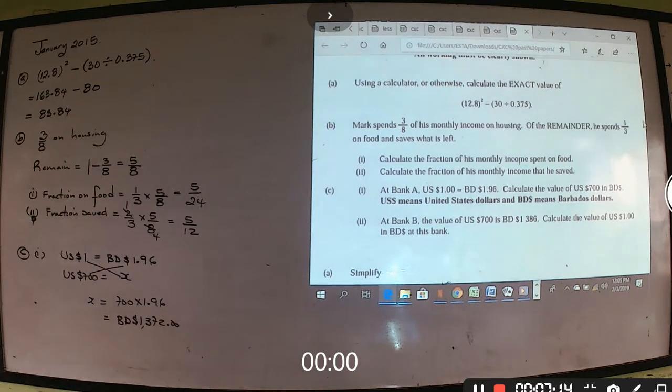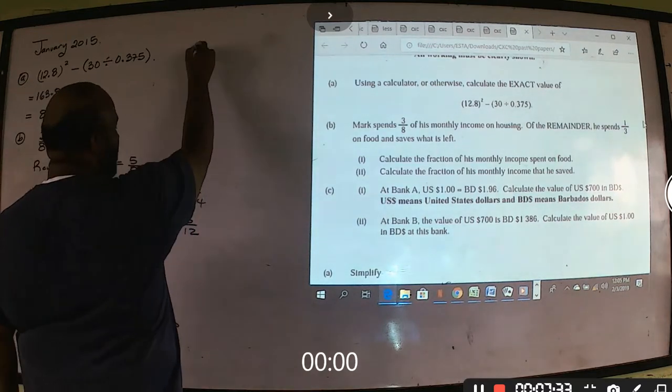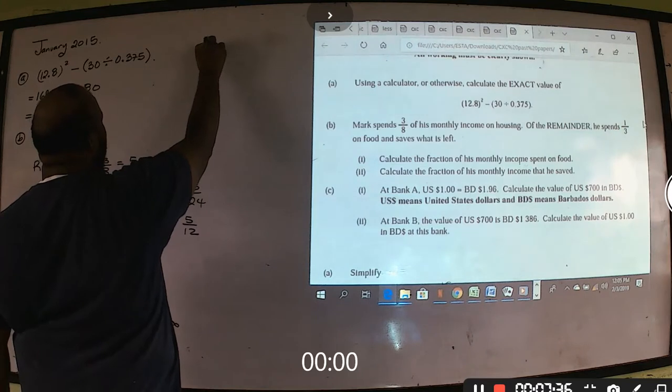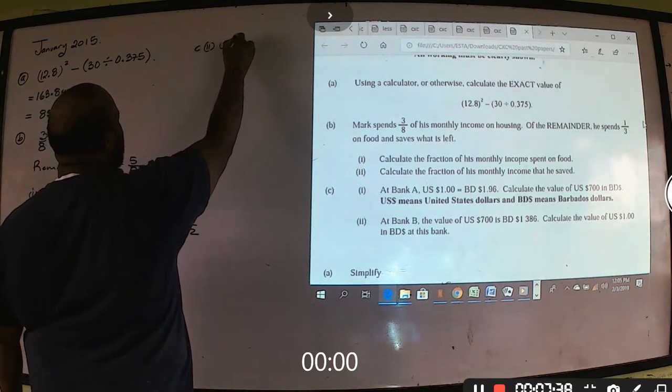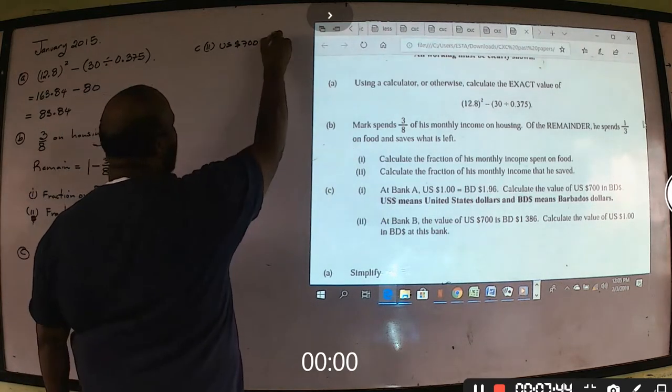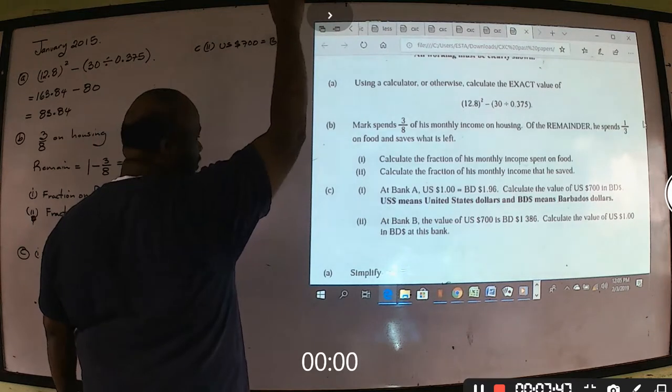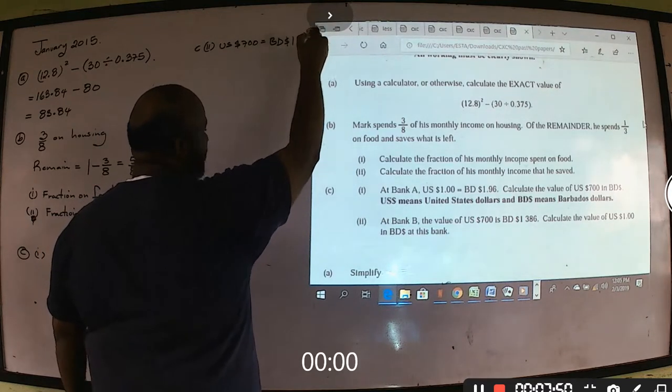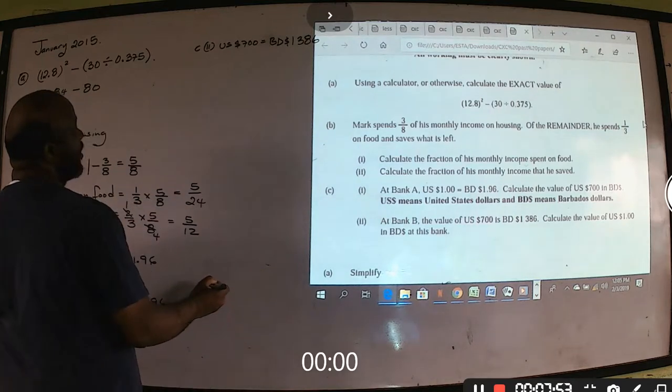Alright, please note. Please listen. At bank B, the value of US $700 is Barbados $1,386. Calculate the value of US $1. I will do it the same way. US $700 is Barbados $1,386.